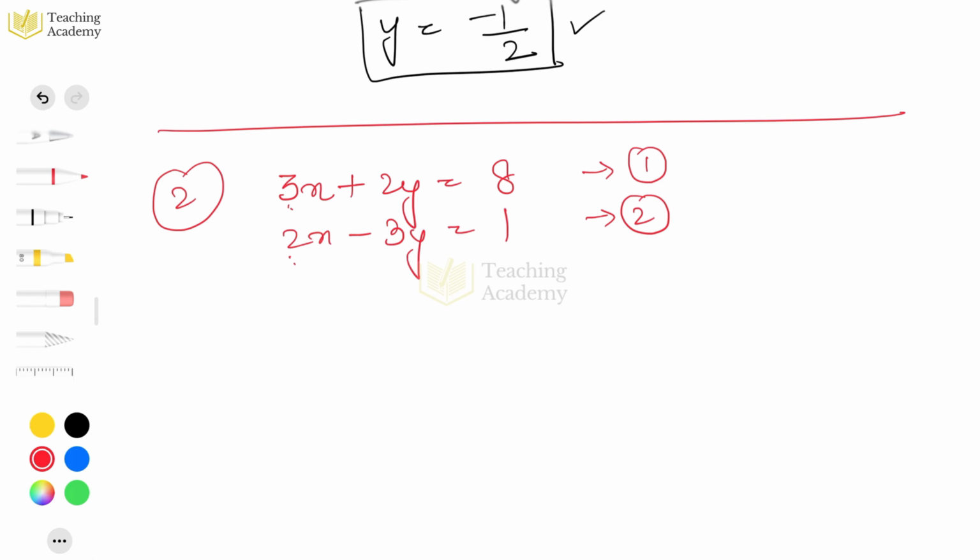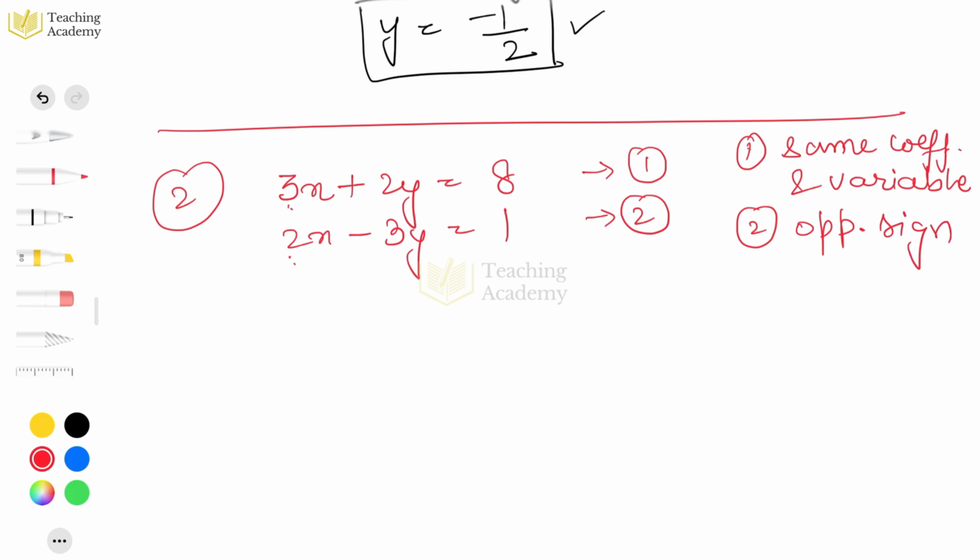Now I have to make the same coefficient in this. This is a very important step. I can see my second point is already valid for y, so I'm making it clearer that I said same coefficient and variable. If it does not have that, please make it. I'll tell you how we make it. And second, I said it should have opposite signs. I can see the opposite sign is already here: this is plus and this is minus. So this is a plus point for me.